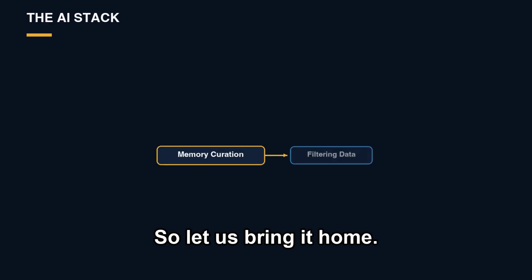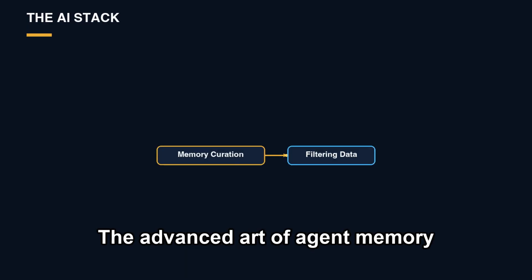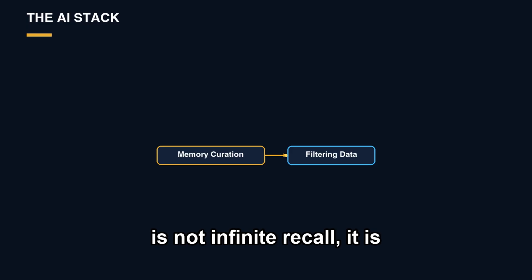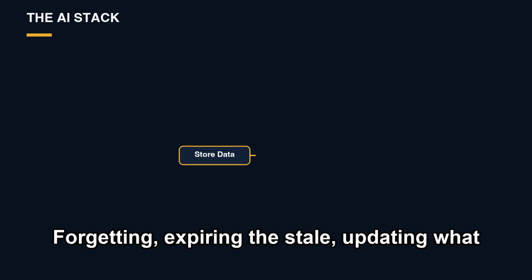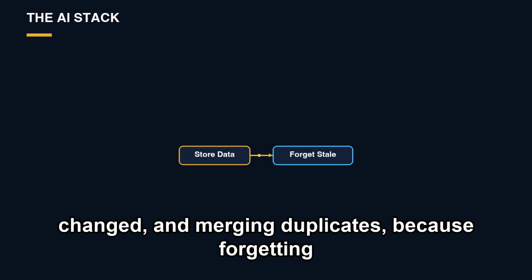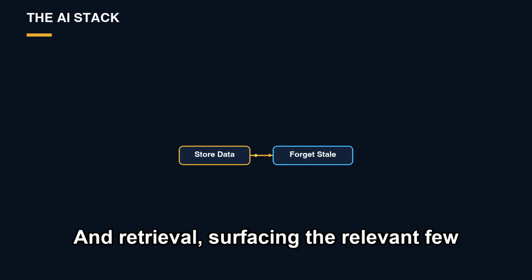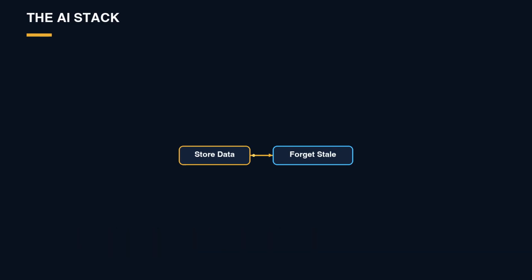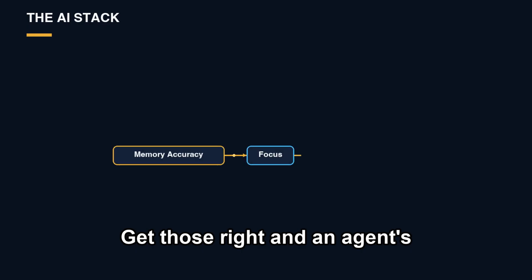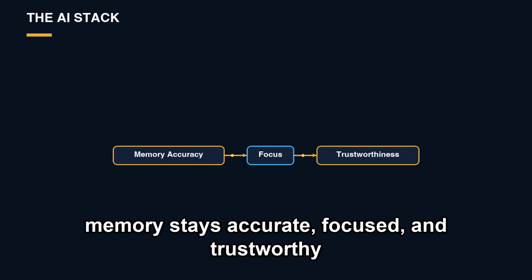So let us bring it home. The advanced art of agent memory is not infinite recall. It is curation, 3 jobs done well. Writing, being picky about what is worth saving. Forgetting, expiring the stale, updating what changed and merging duplicates, because forgetting is a feature. And retrieval, surfacing the relevant few while ignoring the irrelevant many. Get those right, and an agent's memory stays accurate, focused, and trustworthy over months.